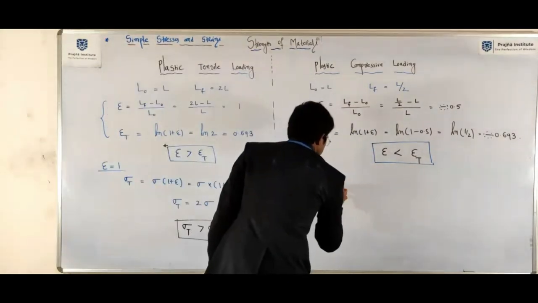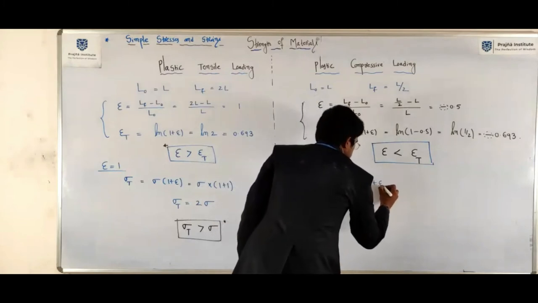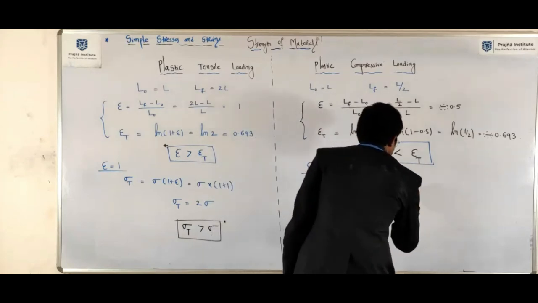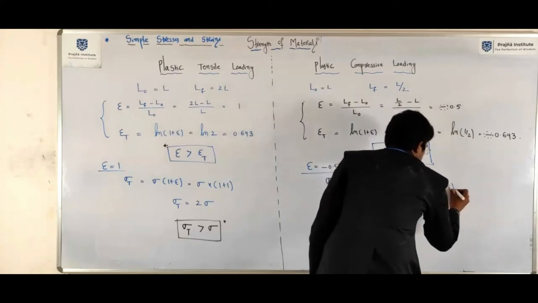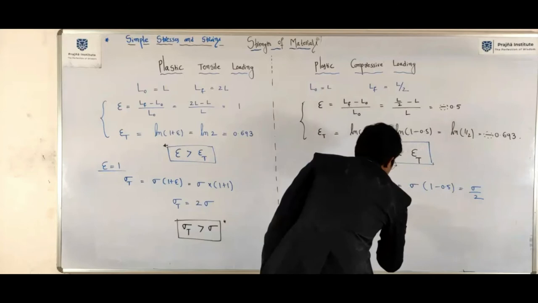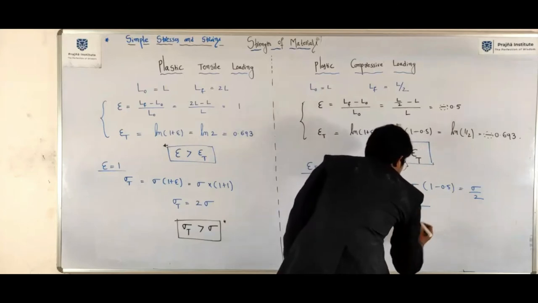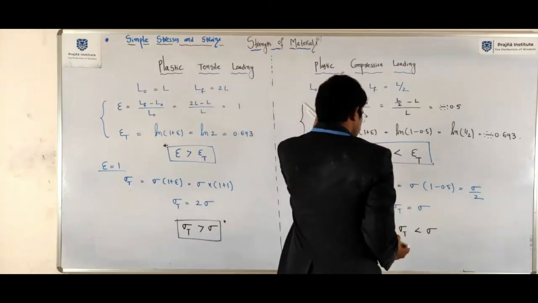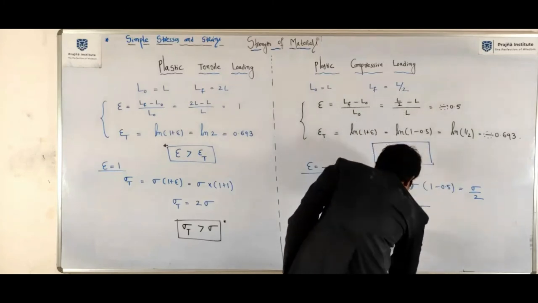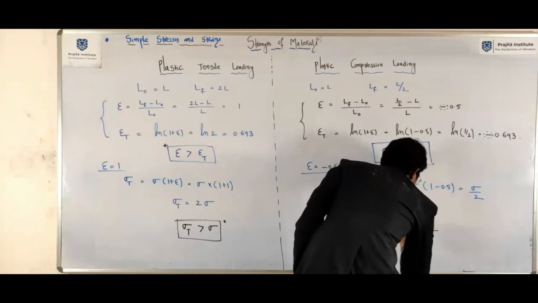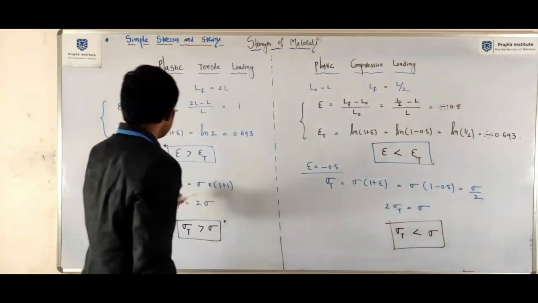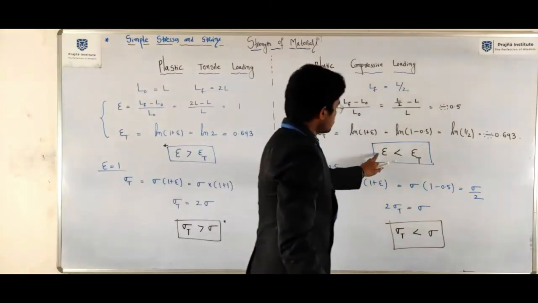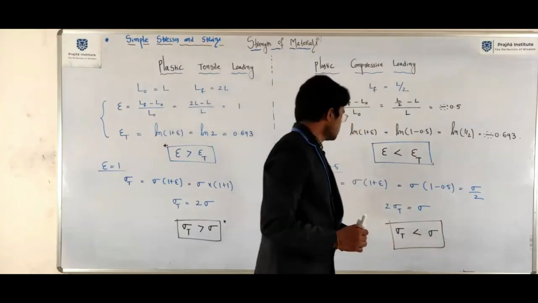Now here sigma t equals sigma into (1 plus epsilon), and epsilon is equal to minus 0.5. So what do you get? Sigma into (1 minus 0.5), which is sigma by 2. So in this case, sigma t will be less than sigma, or sigma is greater than sigma t. To summarize: epsilon greater than epsilon t, sigma t greater than sigma; epsilon less than epsilon t, sigma t less than sigma.